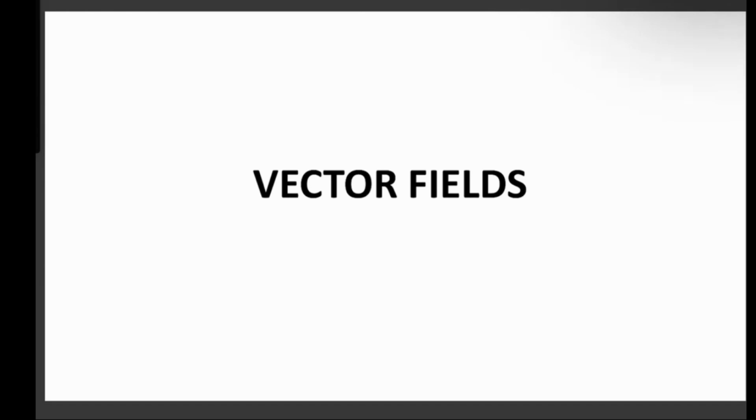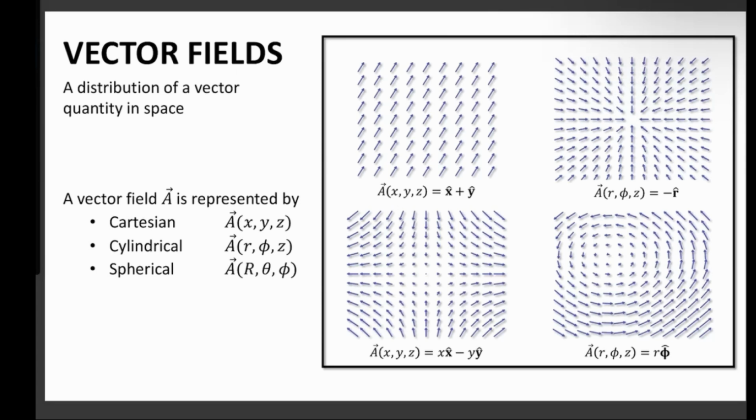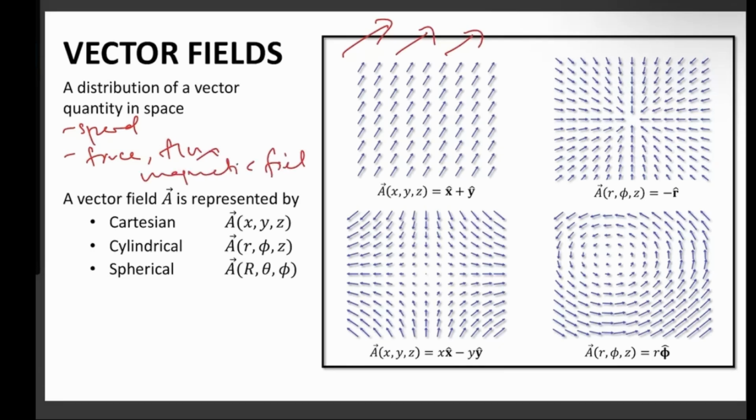So today we will learn about vector fields. This vector, we have an arrow here. We know that a vector can represent speed, direction of speed, direction of force, flux, and also magnetic field. Those quantities have direction, so we can present the direction by using an arrow. The arrow is a vector field.